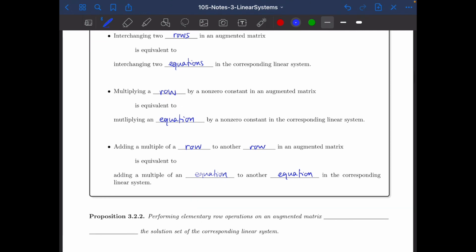And that leads us to this important proposition, proposition 3.2.2, which says that performing elementary row operations on an augmented matrix does not change the solution set of the corresponding linear system. And this fact allows us to solve linear systems the way we solved a linear system in the previous example. We will be performing elementary row operations on an augmented matrix in order to transform it into an augmented matrix in row echelon form. The linear system corresponding to that augmented matrix in row echelon form is then easy to solve using back substitution.